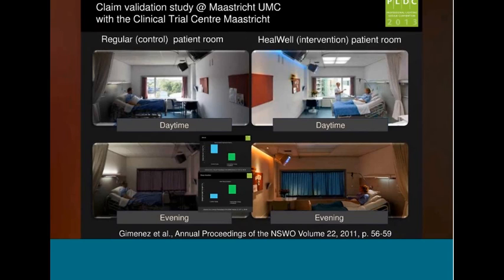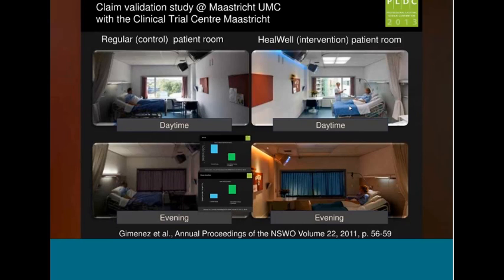And the basic setup was that there was a control room, a standard patient room. There was also a patient room with improved lighting, which we'll explain in a second. It was set up with an independent research agency. Of course, all the rooms were on the same floor, on the same side of the building, so it was set up in a statistically relevant way.